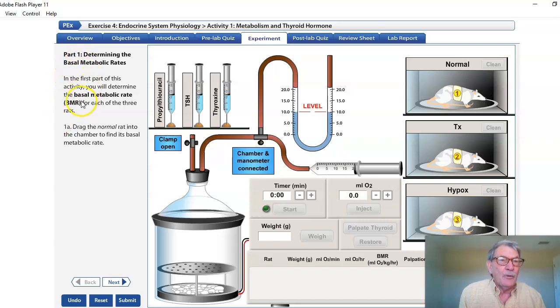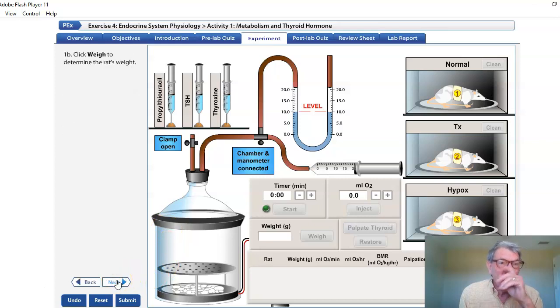The first part, we're going to do the basal metabolic rate we're going to determine for each rat. Okay, the way we're going to get the basal metabolic rate, we have to follow the directions here. Click weigh to determine the rat's weight. Okay, here's our rat. We're going to put him in there, and we're going to weigh him.